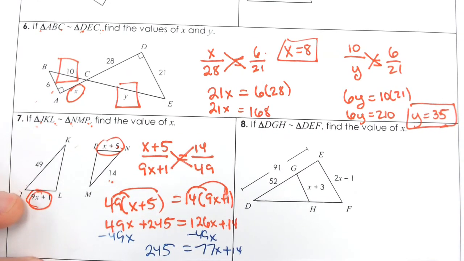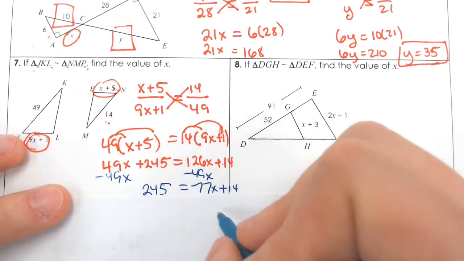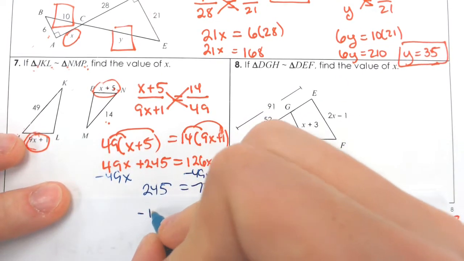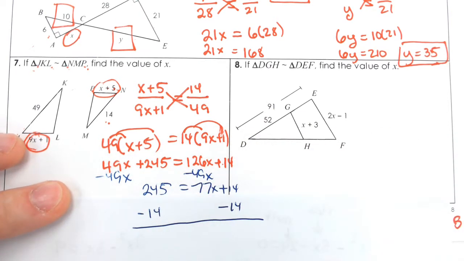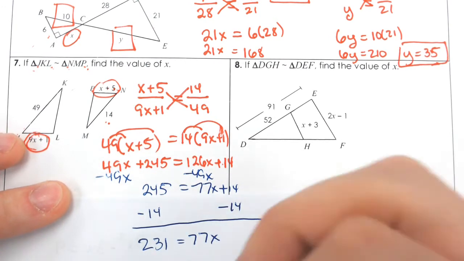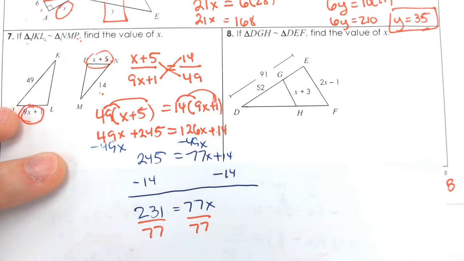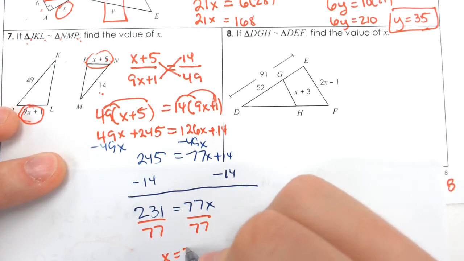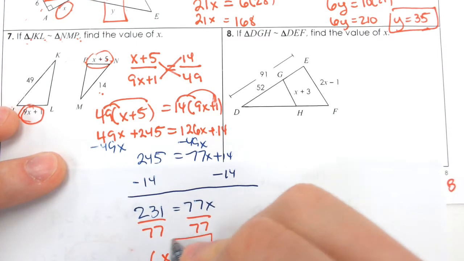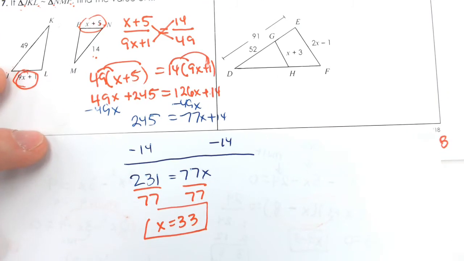Continue to solve this. And we would have to subtract the 14 from both sides. And 245 minus 14 is 231 equals 77x. When you finally divide by 77, you get your answer, which is x equals 33. All right? So the equation was long, but the process was still the same.